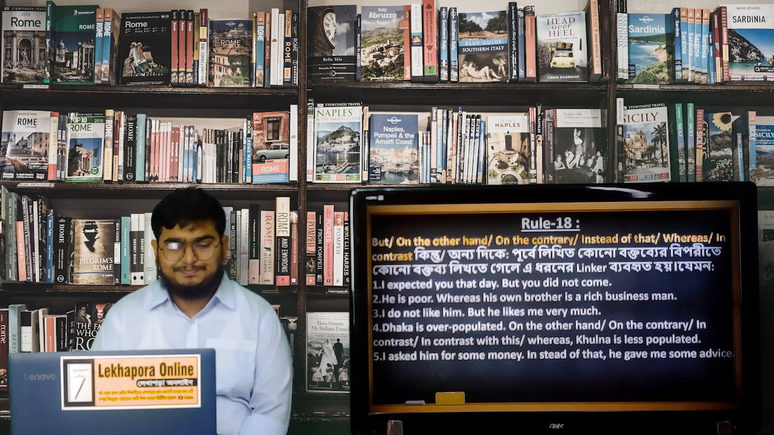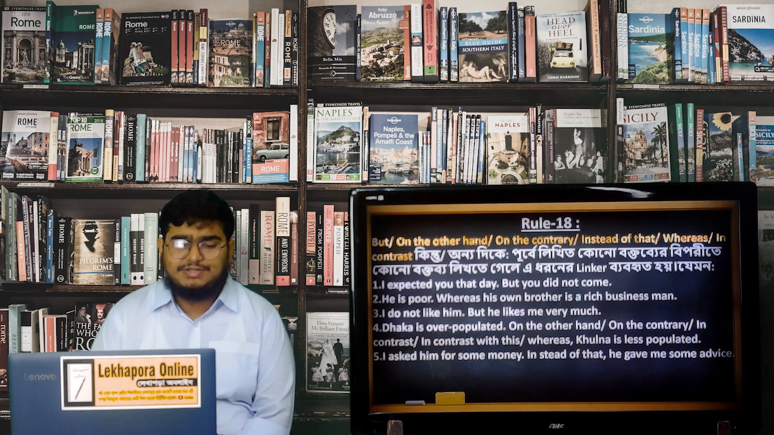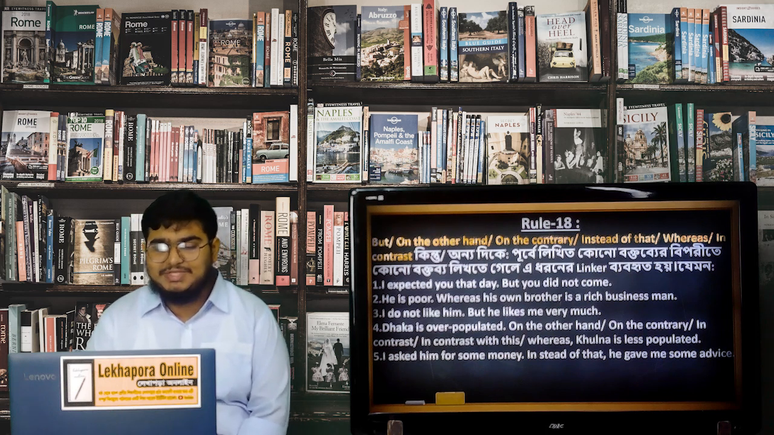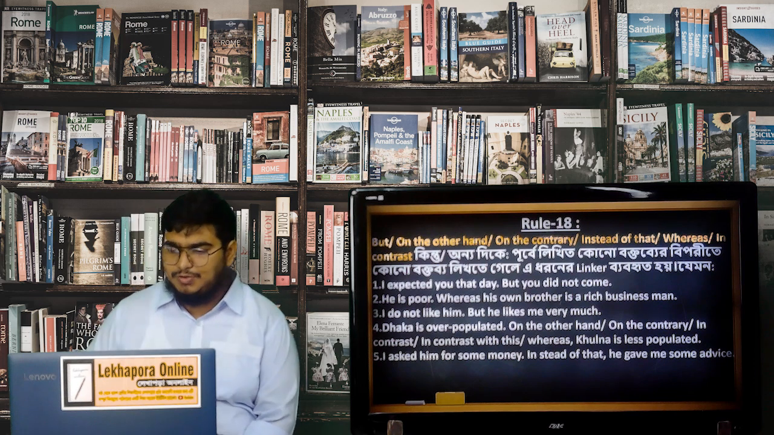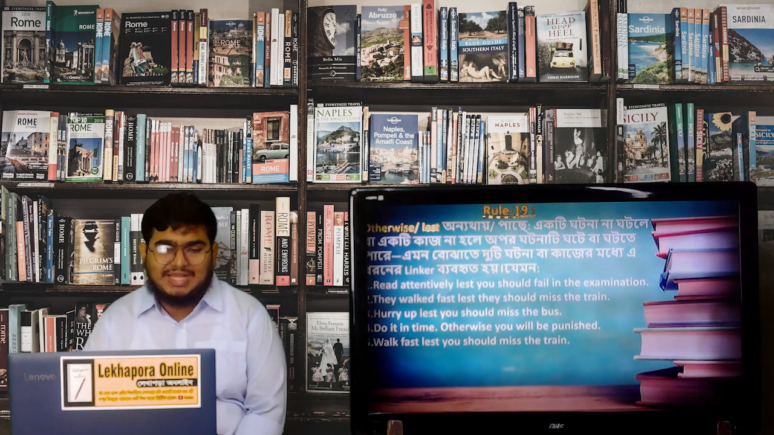তারপরে দেখো আমরা যদি ৫ নাম্বারটা দেখি, I asked him for some money, instead of that he gave me some advice। দেখেছো খুবই মজার একটা বাক্য। সো আশা করি এই রুলটা বুঝতে পেরেছো.